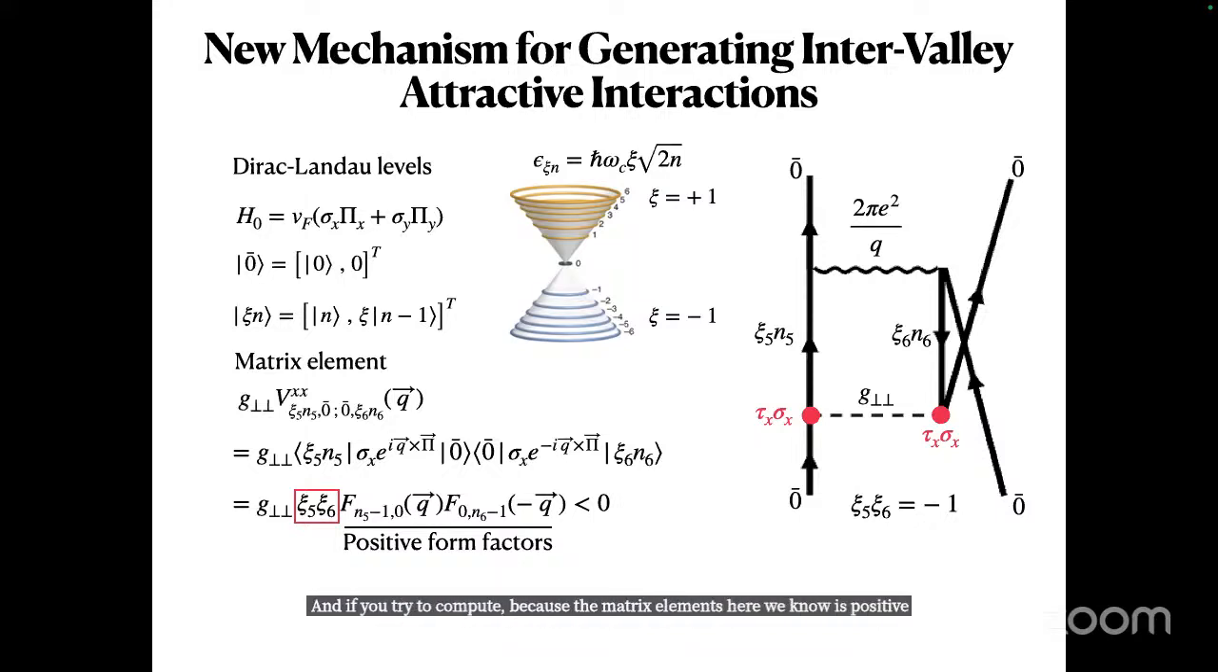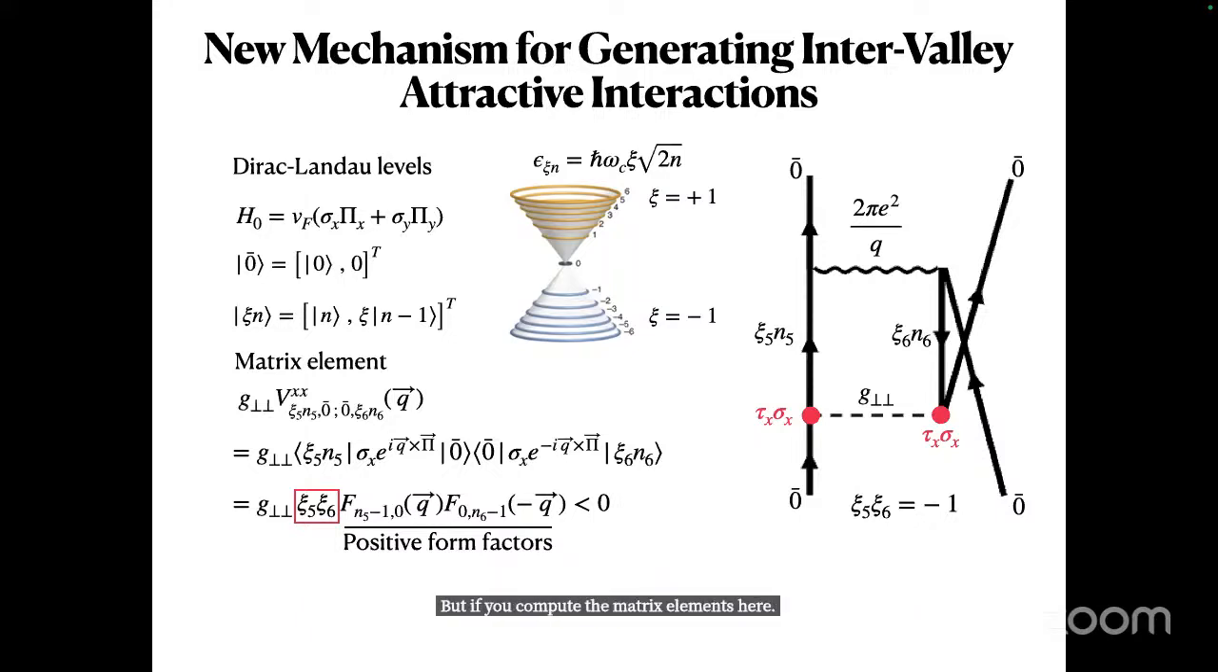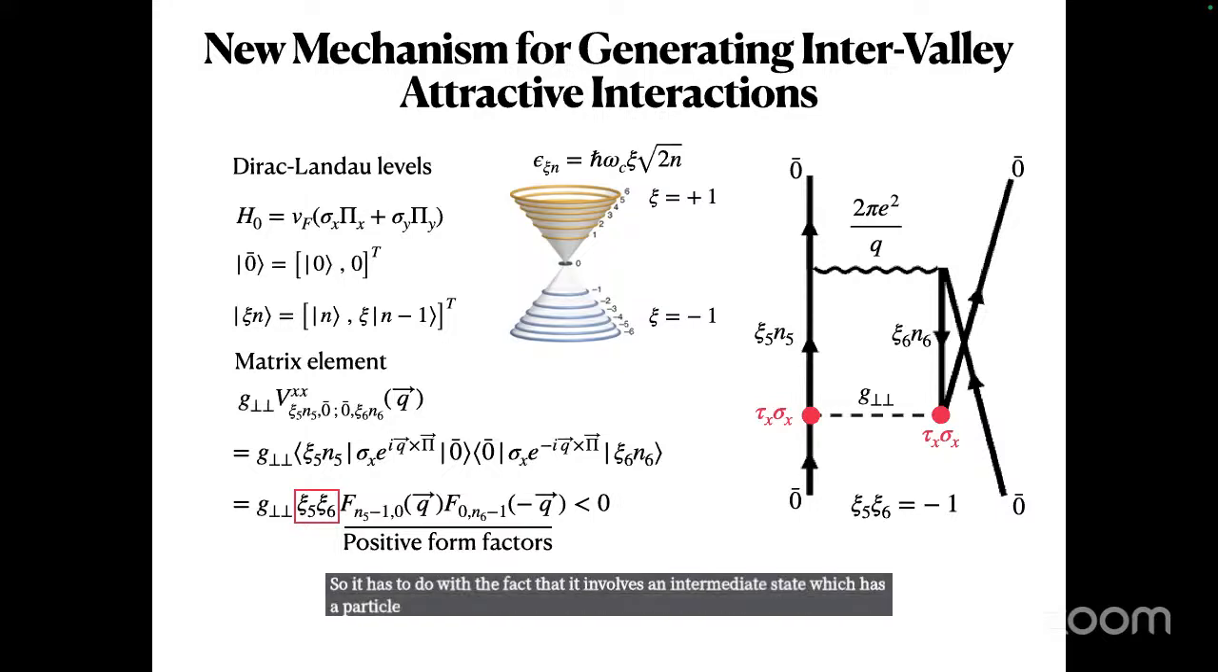This is just long range Coulomb. But if you compute the matrix elements here, you will find that you have to compute these form factors, and it turns out that it comes out proportional to psi5 times psi6. It has to do with the fact that it involves an intermediate state which has a particle-hole excitation in different Landau levels.